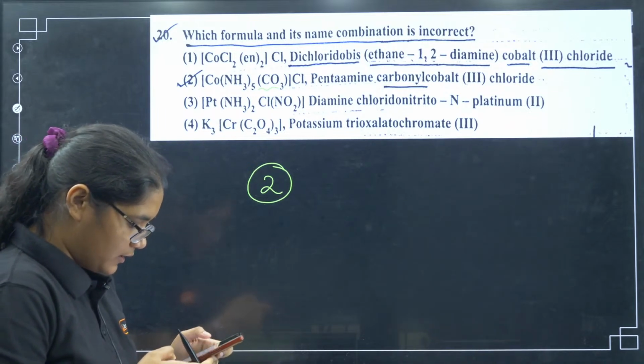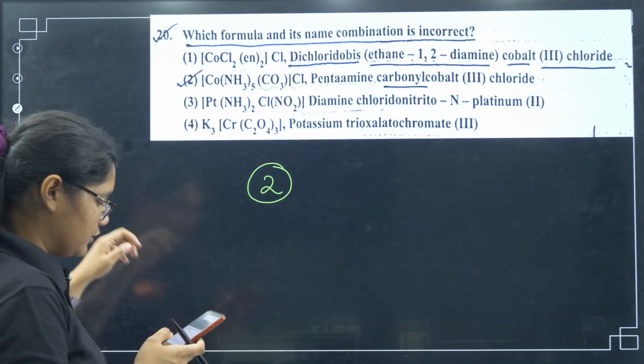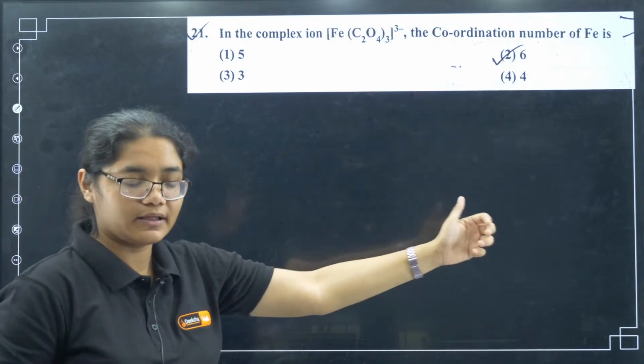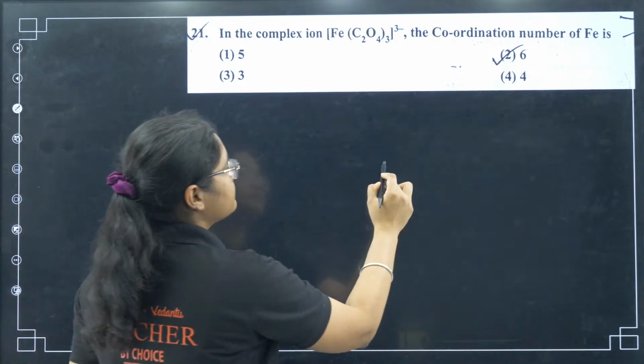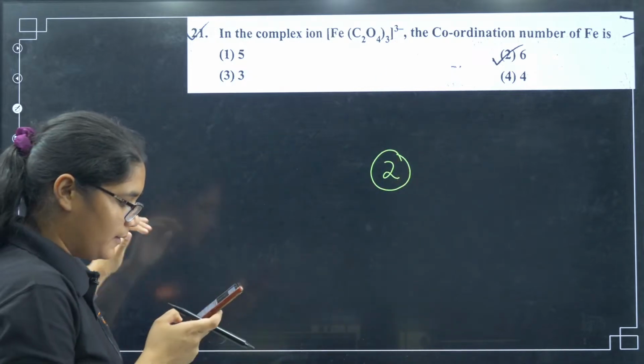Okay. Next, moving to question number 21. In the complex, what is the coordination number? The coordination number for this one will be 6 because this is a bidentate ligand. So we will get option number B here.